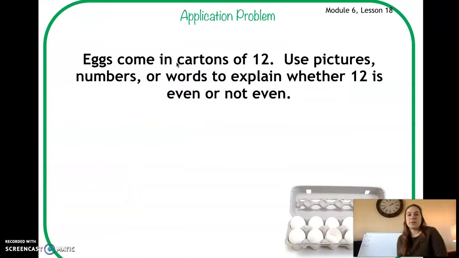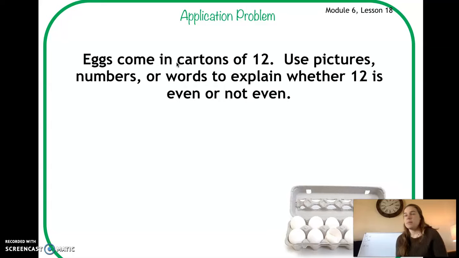All right, friends, here we are. This is our application problem. Our application problem looks a little different than normal because it doesn't ask us an exact question, but we're going to figure it out together. So it says, eggs come in cartons of 12. Use pictures, numbers, or words to explain whether 12 is even or not even.